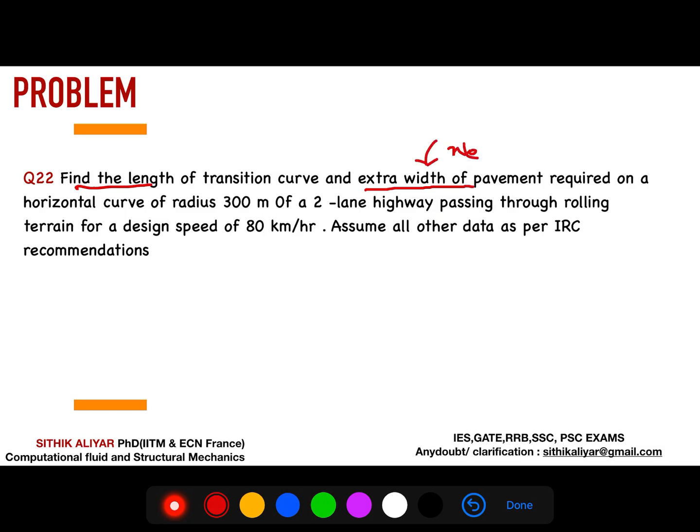Length of the transition curve required on a horizontal curve of radius 300 meter on a 2-lane highway passing through a rolling terrain. Okay, very good. And design speed is given. Assume all other data as per IRC recommendations.